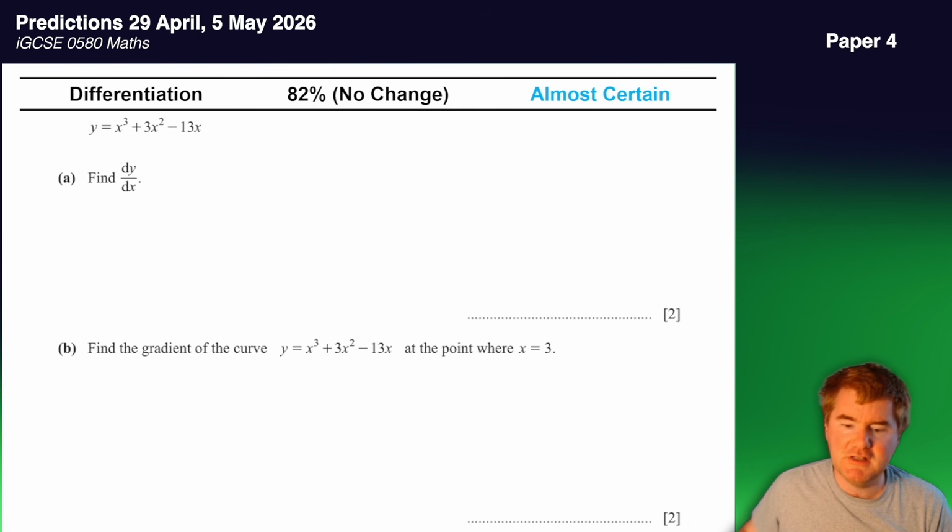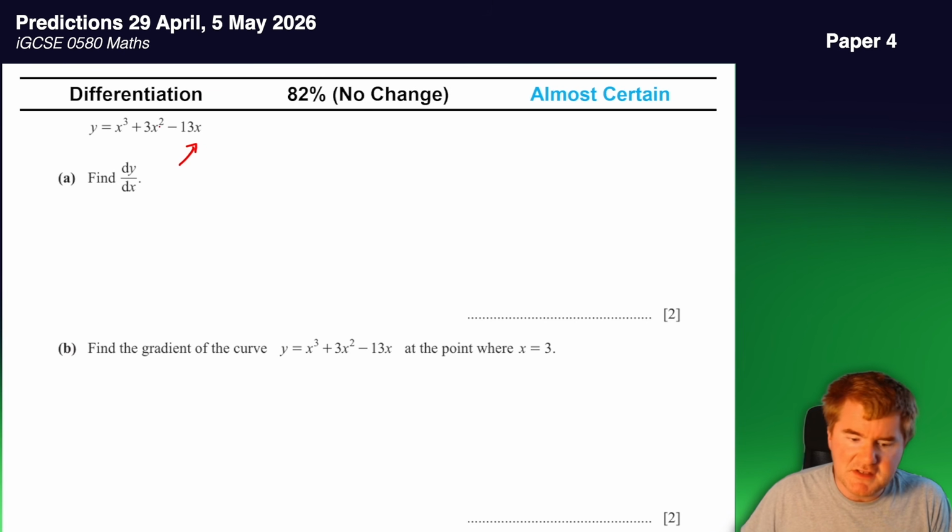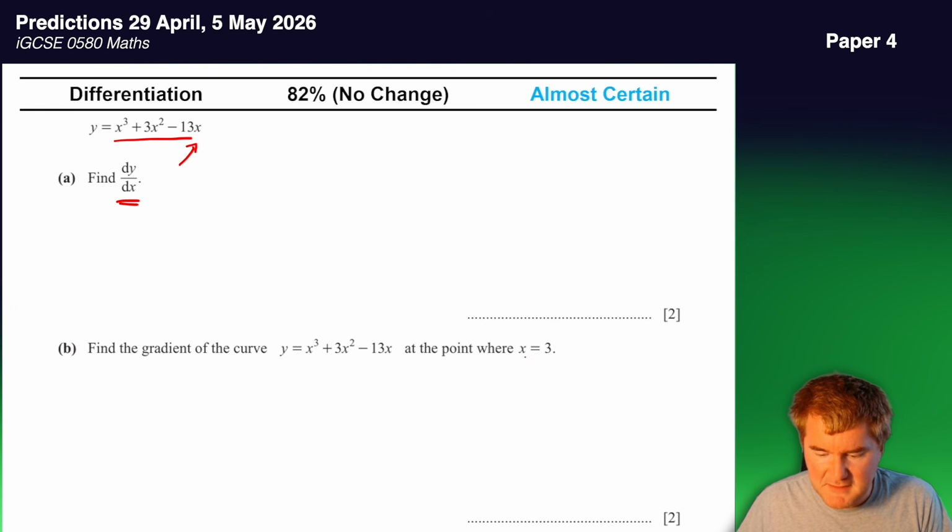On to differentiation, it's typically been a paper 4. There's no reason why they can't put it on paper 2 or paper 4 with non-calculator skills. Notice this cubic here, they ask you for the derivative and then to work out the gradient at a specific point.